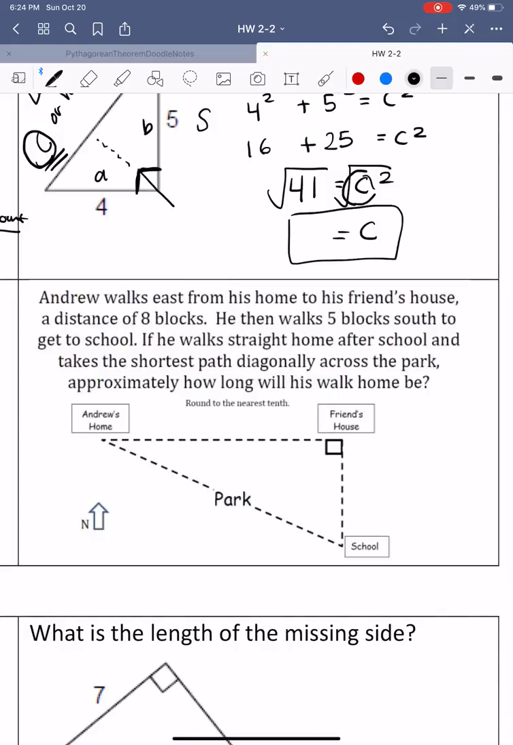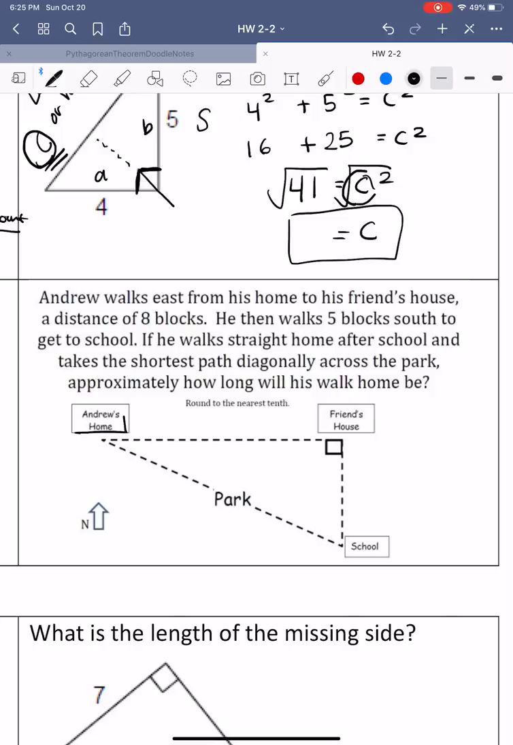We'll read this problem. Andrew walks east from his home to his friend's house, a distance of 8 blocks. He then walks 5 blocks south to get to school. If he walks straight home after school and takes the shortest path diagonally across the park, approximately how long will his walk home be?